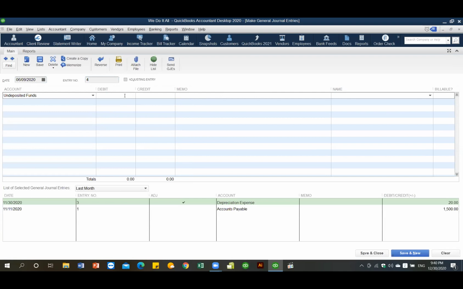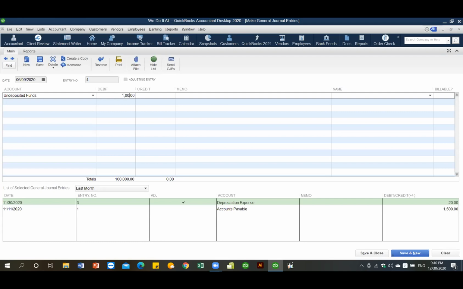Again, you want to use the keyboard. You press tab. You don't have to use a mouse. 1,000. Tab again. Okay, now next line. Not 100,000, 1,000. Oh, I'm sorry. Shift tab. I'm telling you how to use the keyboard. We'll go backwards.